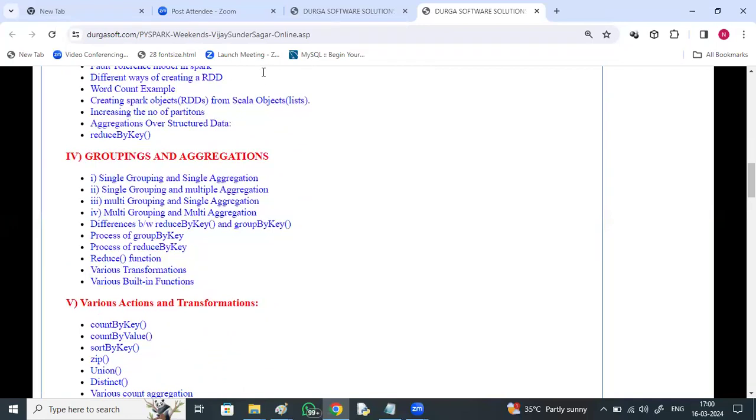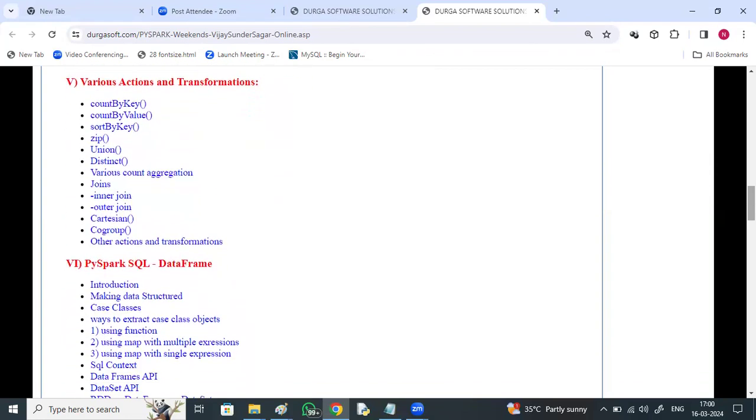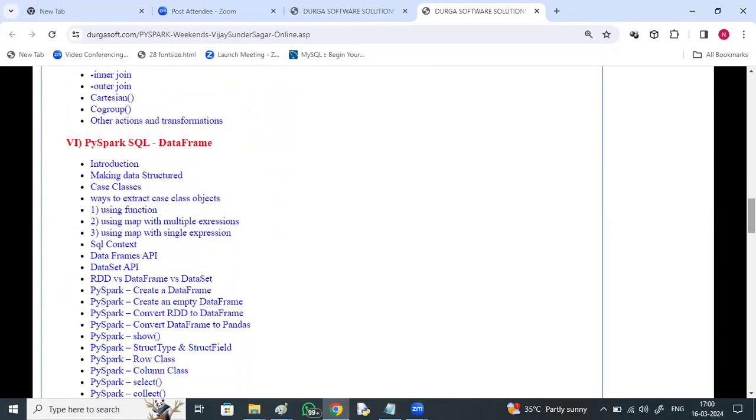Using group by key, reduce by key, there are inbuilt functions available. And what are the various actions and transformations, inbuilt actions and transformations? One by one, each and everything, what they are going to perform.